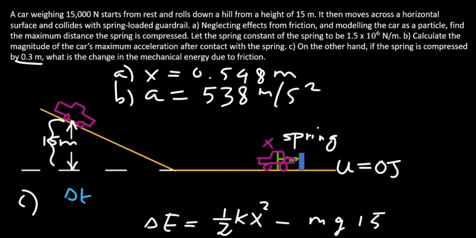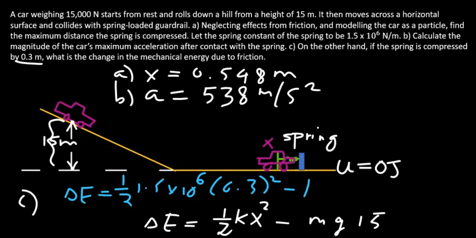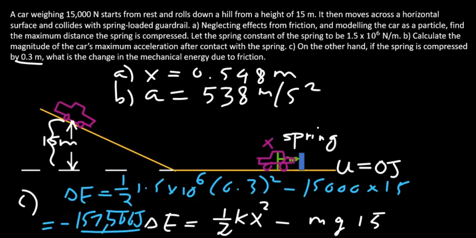So let's substitute the numbers. Half k is 1.5 times 10 to the power 6 newton per meter. x now is 0.3, square that. mg is 15,000 times 15. And you get minus 157,500 joules. So that's the answer for part C.